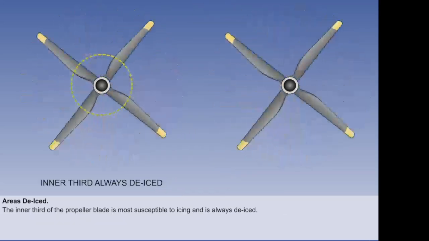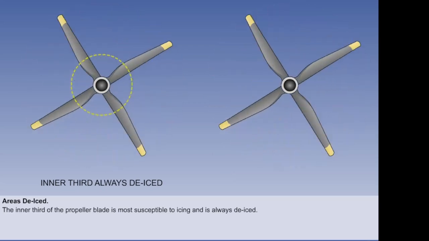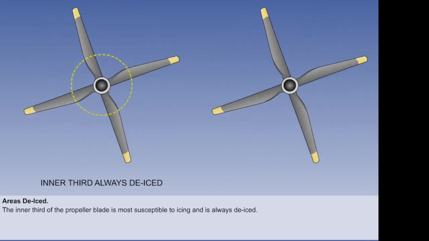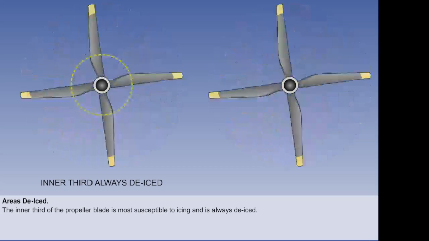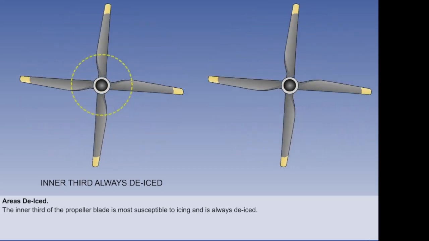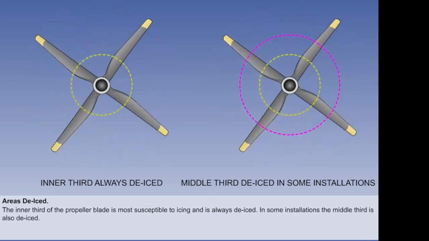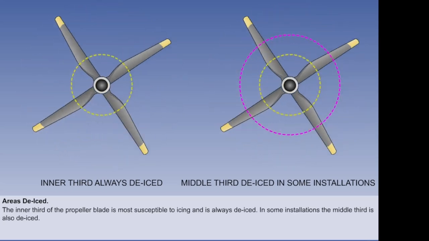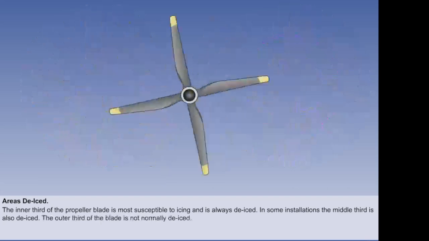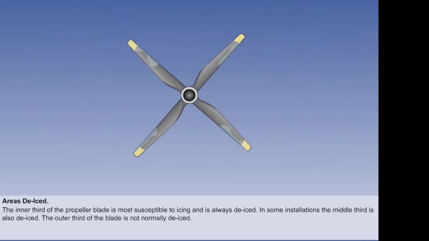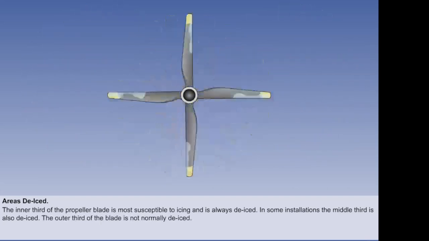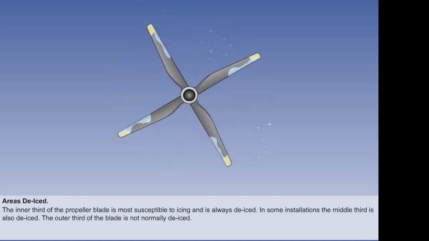Because of its thickness and lower speed, the inner third of the propeller blade is most susceptible to icing, and is always de-iced. In some installations, the middle third is also de-iced. The outer third of the blade is not so susceptible to icing, and is not normally de-iced.